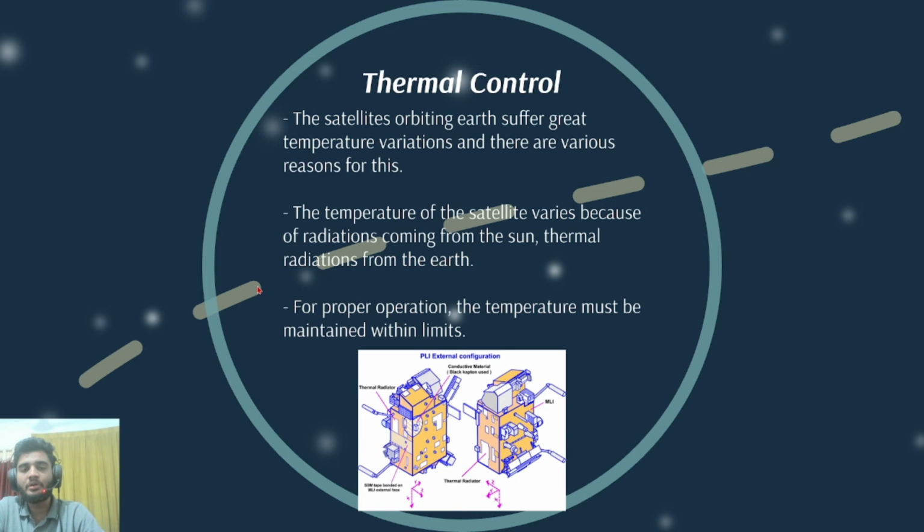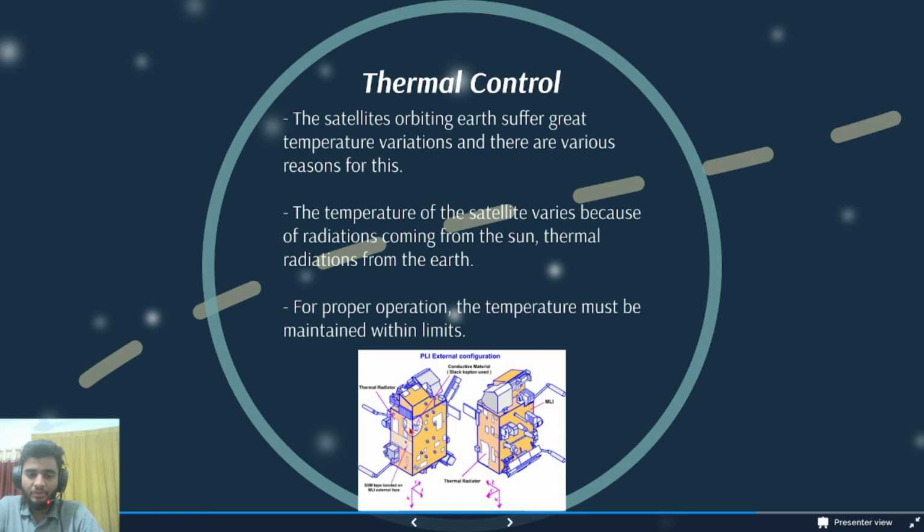Fifth one being the thermal control. The satellites orbiting the Earth suffer great temperature variations, and there are various reasons for this. The temperature of the satellite varies because of radiations coming from the sun, thermal radiations from the Earth, and many other factors. For proper operation, the temperature must be maintained within the limits. Otherwise, anything could go wrong and the desired output cannot be maintained. This image shows the thermal radiator and basically the thermal control equipment.